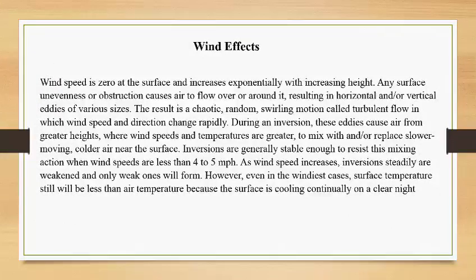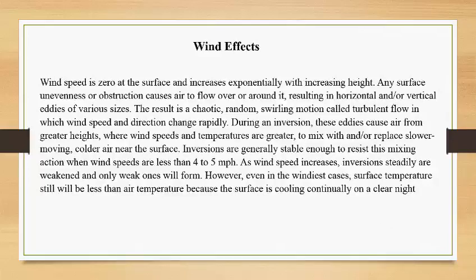Wind speed is zero at the surface and increases exponentially with increasing height. Any surface unevenness or obstruction causes air to flow over or around it, resulting in horizontal or vertical eddies of various sizes. The result is chaotic, random, swirling motion called turbulent flow, in which wind speed and direction change rapidly. During an inversion, these eddies cause air from greater heights where wind speeds and temperatures are greater to mix with or replace slower moving, colder air near the surface.